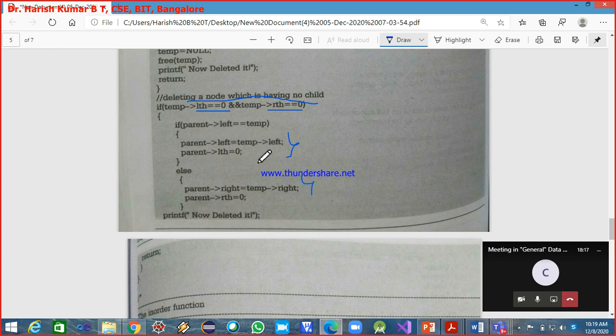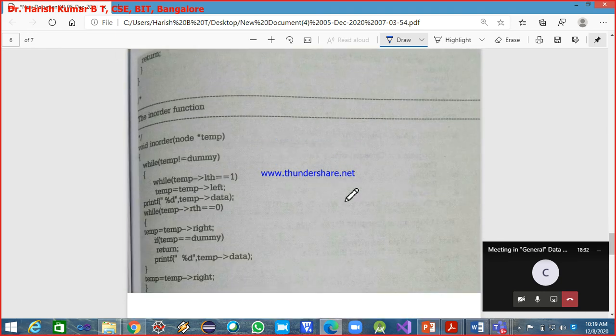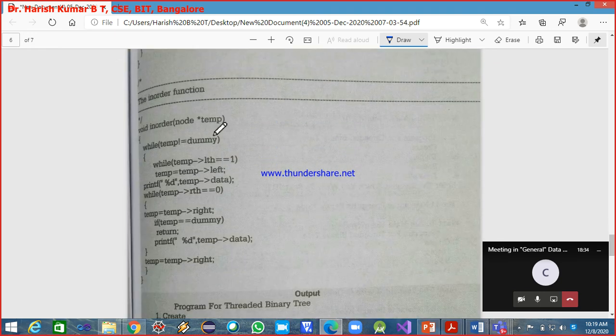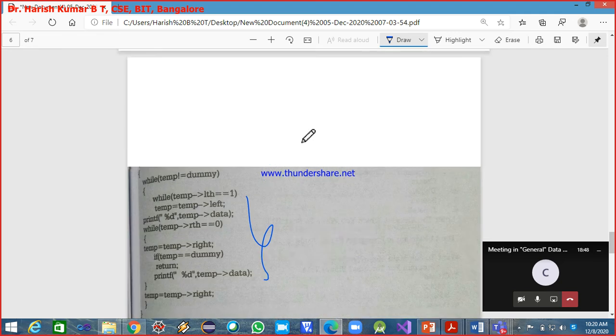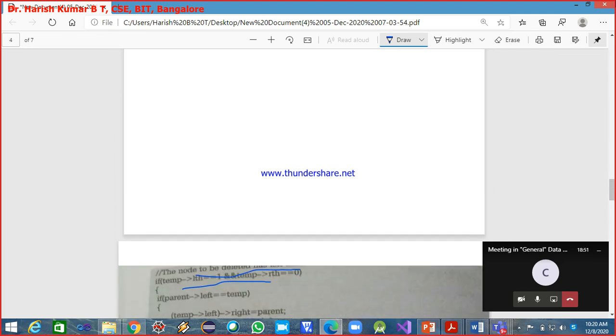So what we are doing is only a kind of replacing. Now parent arrow left is equal to temp arrow left, so that is establishing the thread. Here also we are establishing a thread. And this is for in-order, pre-order, and all the traversals. This is a non-recursive function that we have written here. You can also write the recursive function, which you have already understood in the normal trees. So just go through this program.